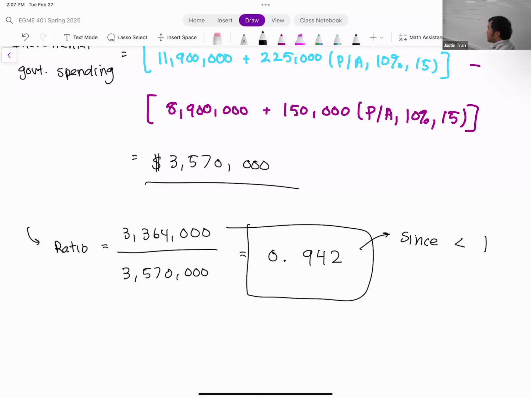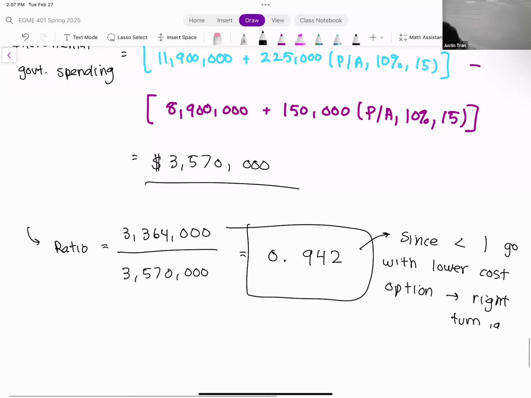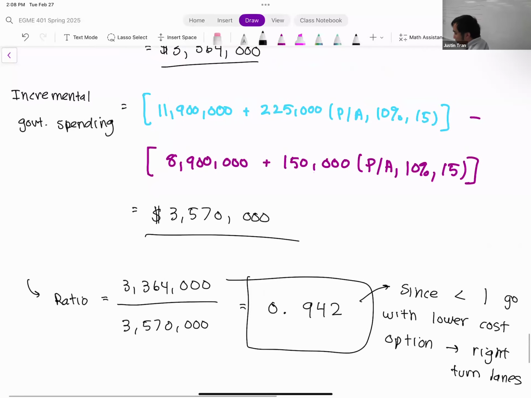All right, and so since this is less than one, right? This is not greater than one. This tells us the better option would be to go with the lower cost option. The lower cost option being the right turn. All right. Any questions on that example there?